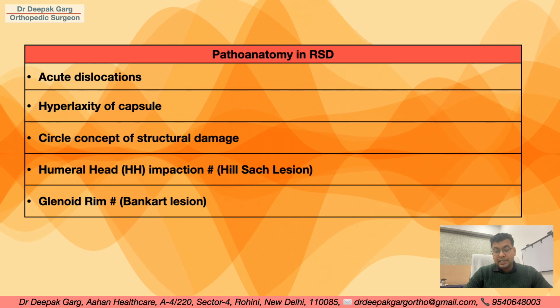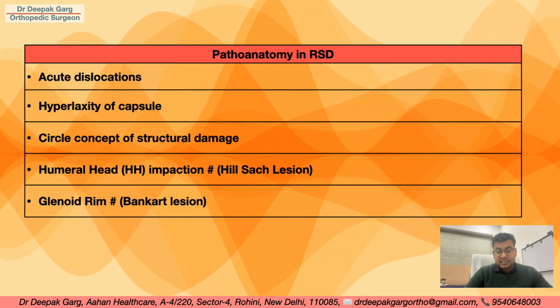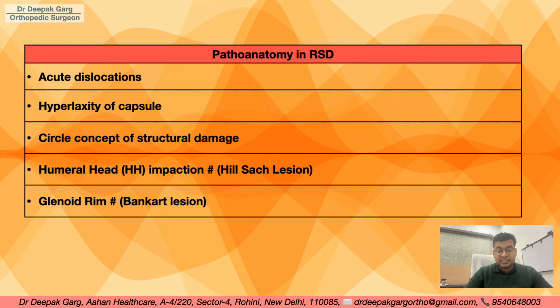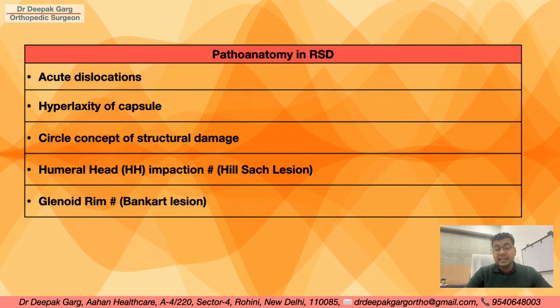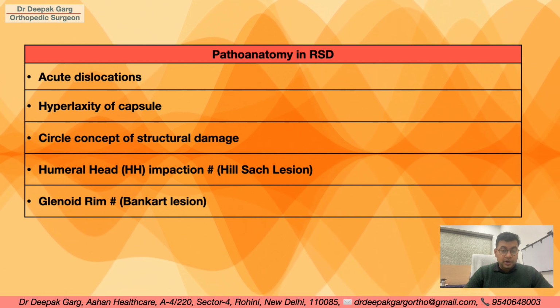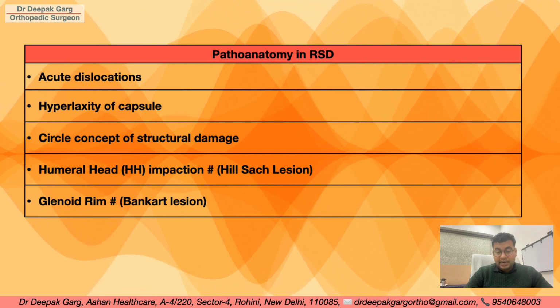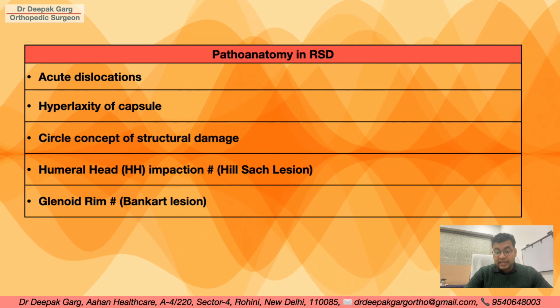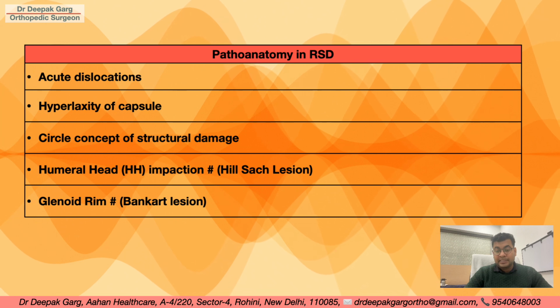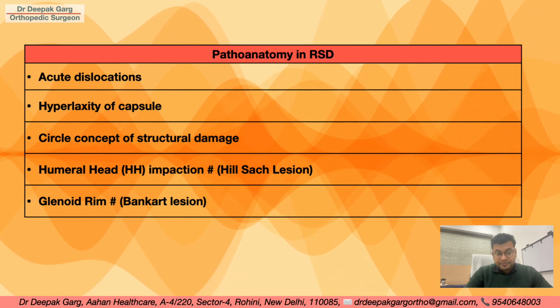Now, hyperlaxity of the capsule. For that we calculate a Beighton score. We look at generalized laxity. If the patient has generalized hyperlaxity, then there is a high chance that he has capsular hyperlaxity. These are the patients who dislocate without trauma. So there is a hyperlaxity of the capsule, and that may lead to further weakening of the capsule, more movement of the humeral head inside the shoulder, and the patient can have recurrent shoulder dislocations.